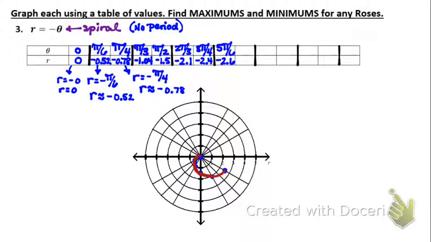Oops. I just realized I messed this one up. There we go. What about pi? Please, nobody grab your calculators for this. Negative 3.14. Oh, goodness sakes. Seven pi over 6. Negative 3.7.